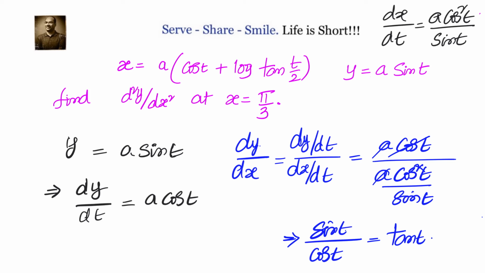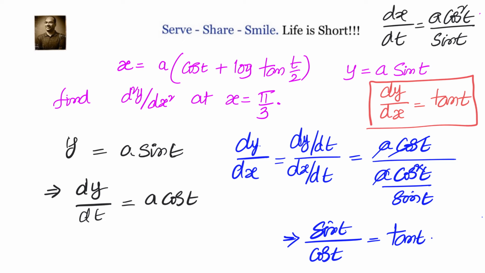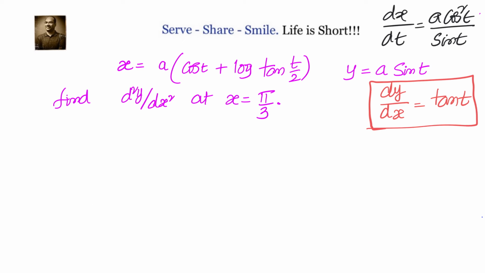Now once we have dy by dx equals tan t, we have to find d square y by dx square. Now dy by dx is in terms of t, and we need to calculate d square y by dx square. That means we have to differentiate with respect to x. That's why we'll write d square y by dx square equals d by dx of dy by dx.